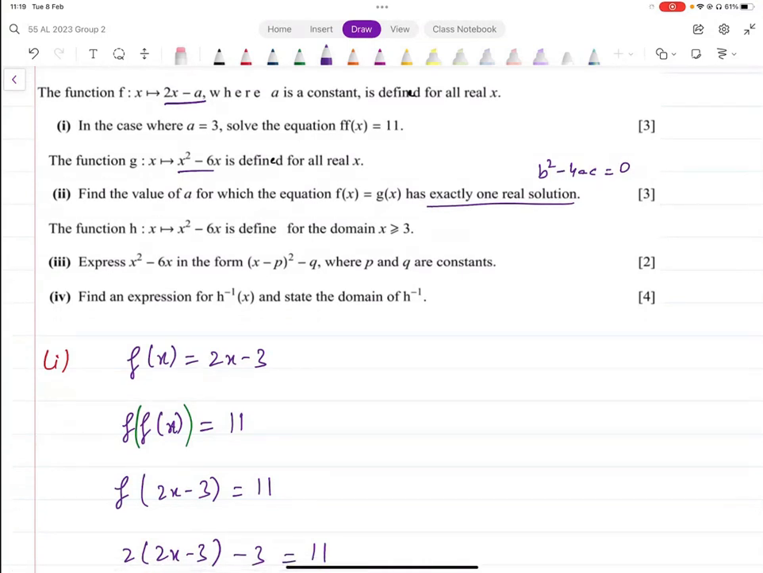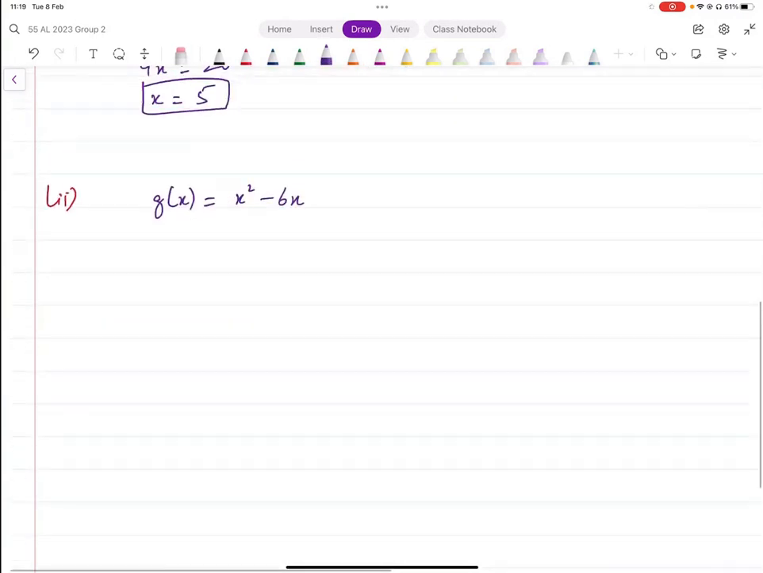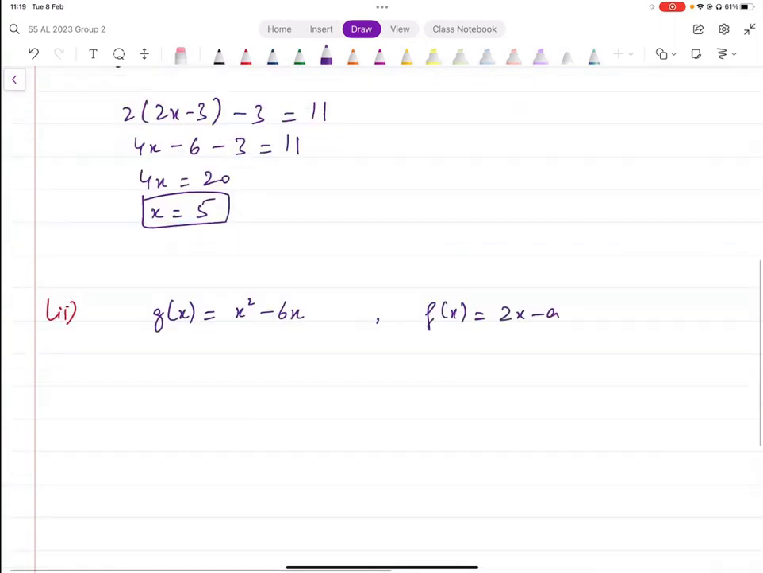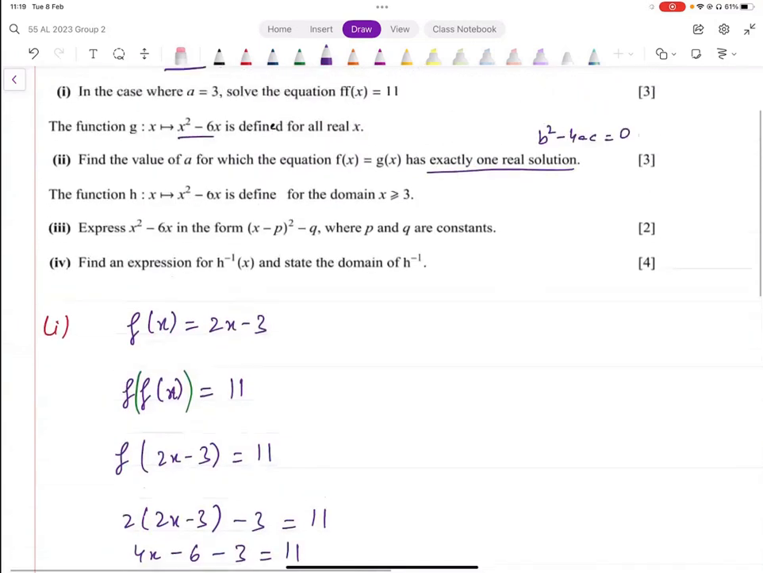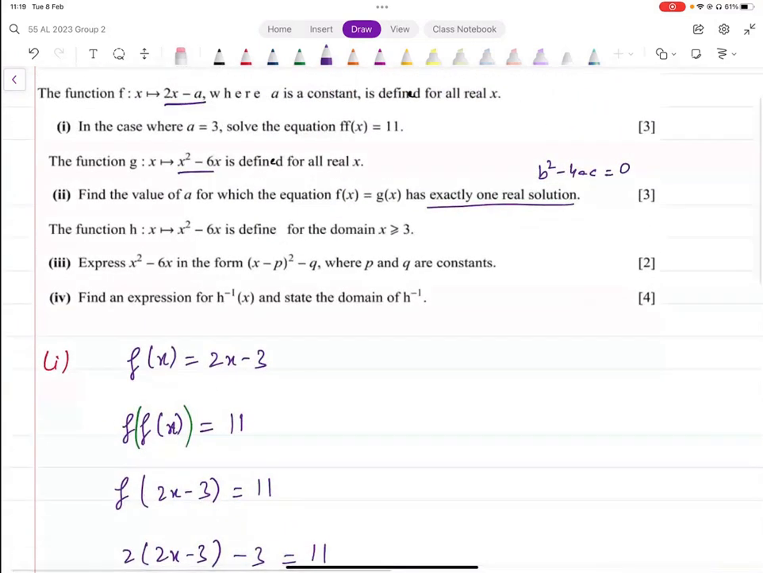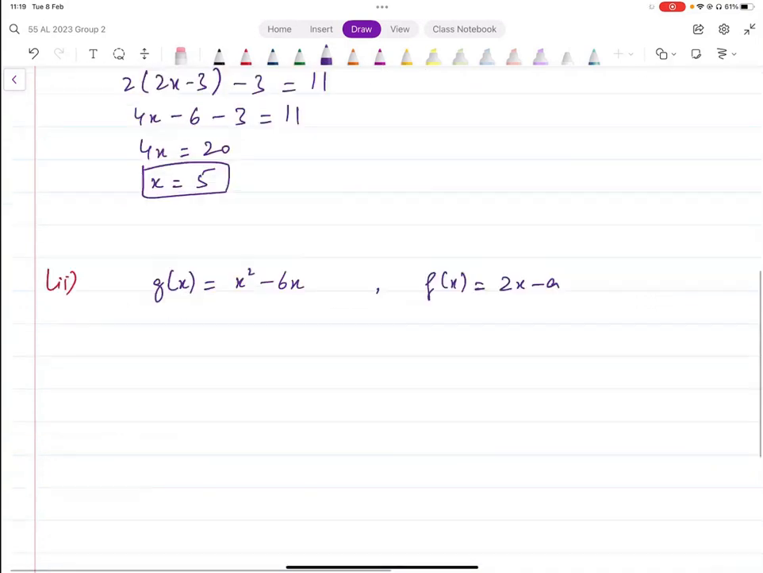So let's equate these two functions, f of x equals g of x. Let me write f of x here as well. f of x was 2x minus a, right? Remember, the value a equals 3 was only for the first part. For the second part, it's not relevant anymore. You have to find the value of a in the second part.